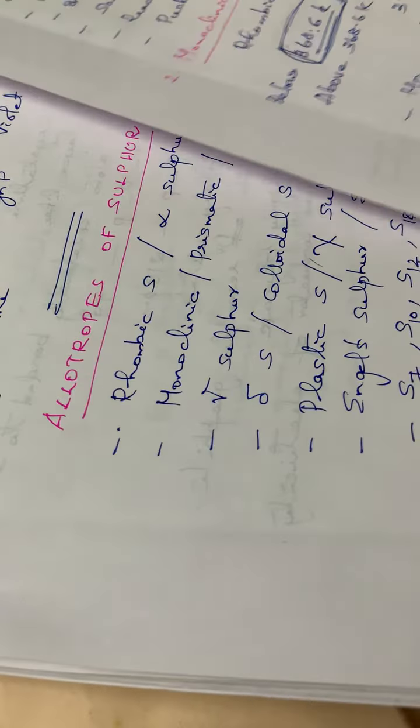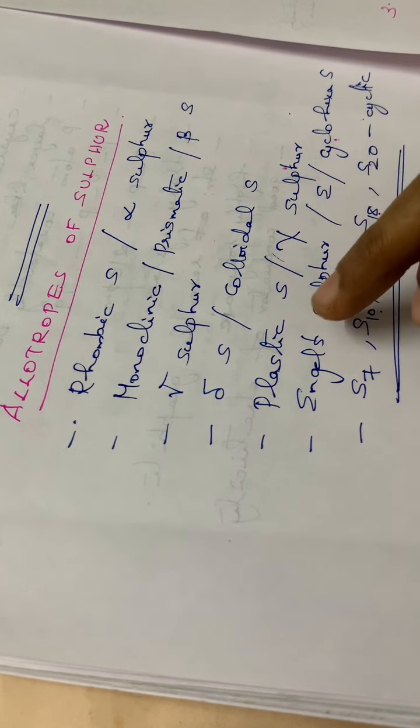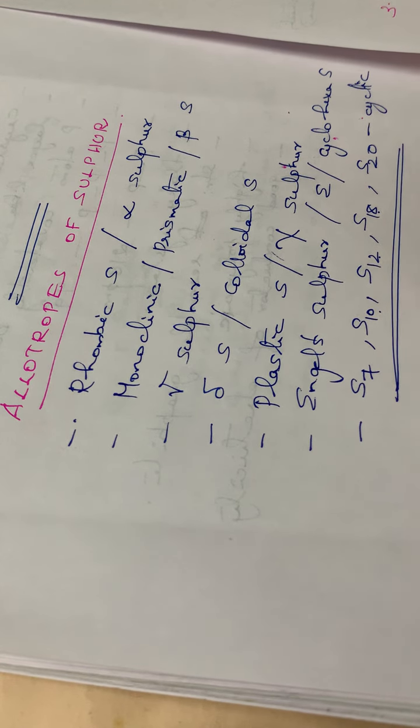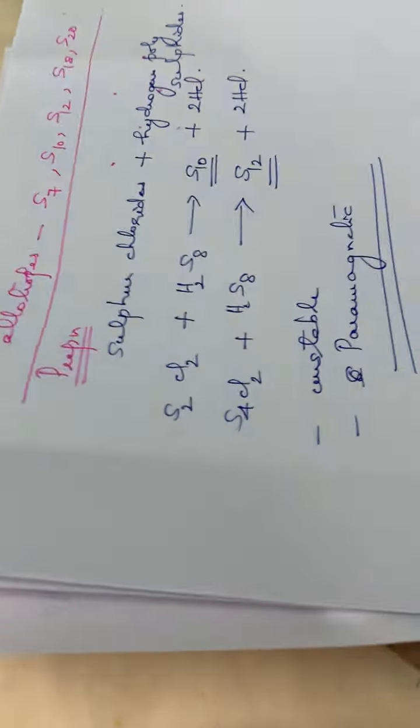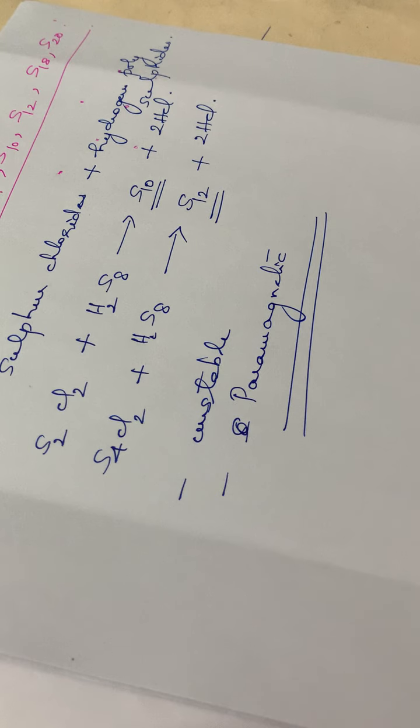So you have to study all these categories: rhombic, monoclinic, gamma, delta, then plastic sulfur, angel sulfur, then the cyclic sulfurs. Okay. So up to this, we have completed the allotropes of the different elements. That means we have seen allotropes of carbon, then allotropes of phosphorus, then allotropes of sulfur. Then in our next video, we can go through some of the applications of lithium, cesium, selenium and barium. Okay, some of the applications of the group 1 and group 2 elements or the representative elements. Okay, thank you.